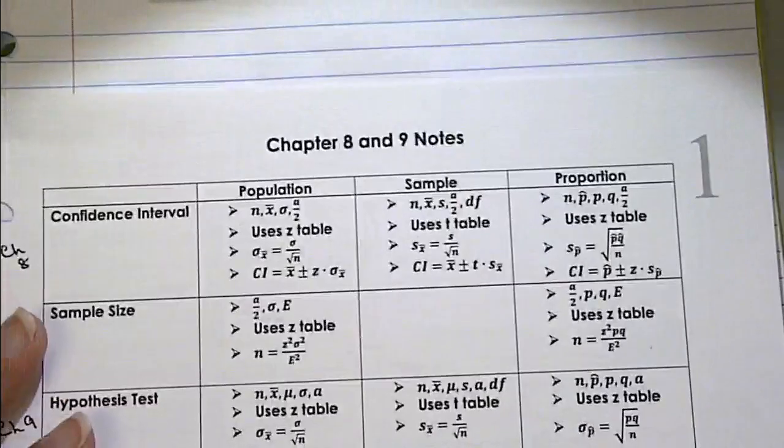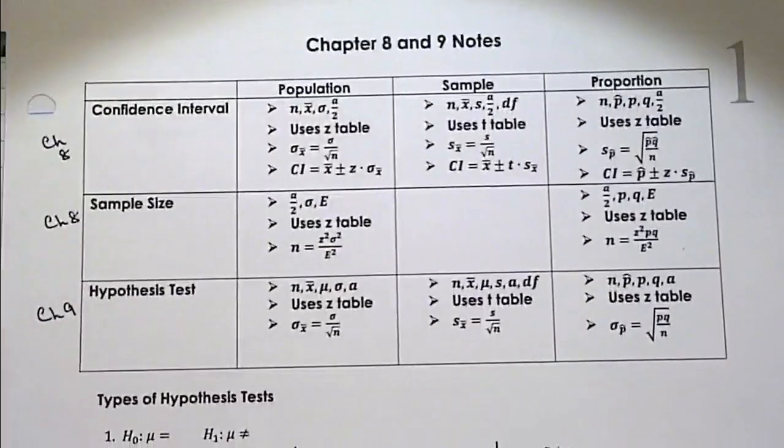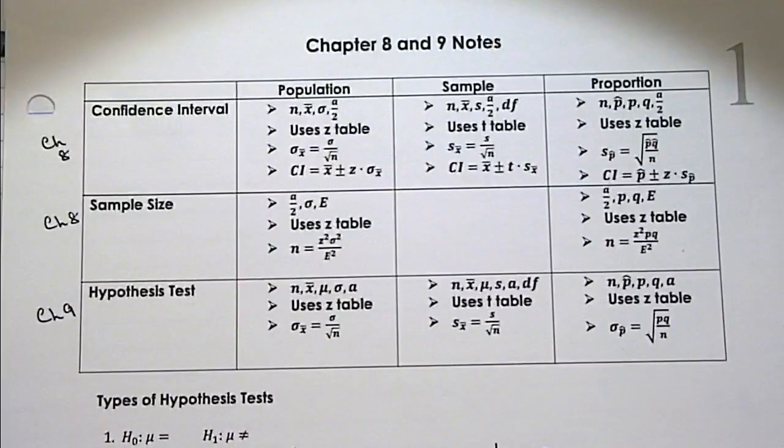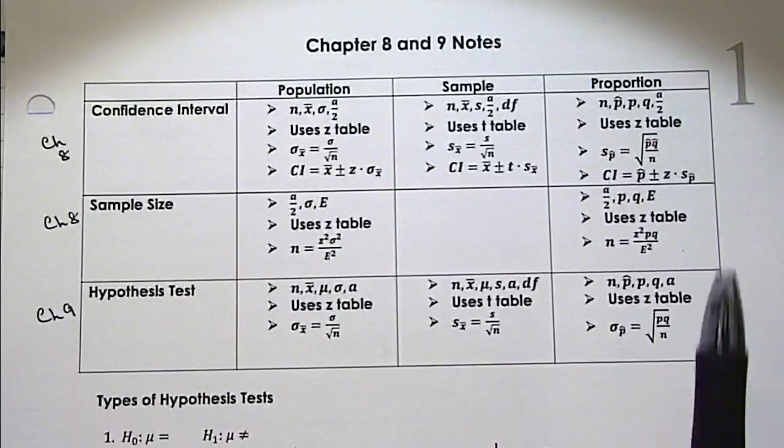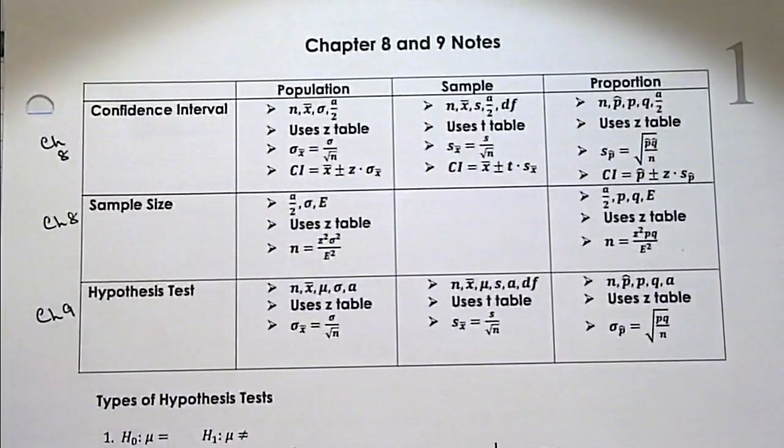This page is the first page in that guided notes module. And what I tried to do here was to kind of give you a side-by-side comparison of the differences of the formulas that are involved in the different types of problems, okay?